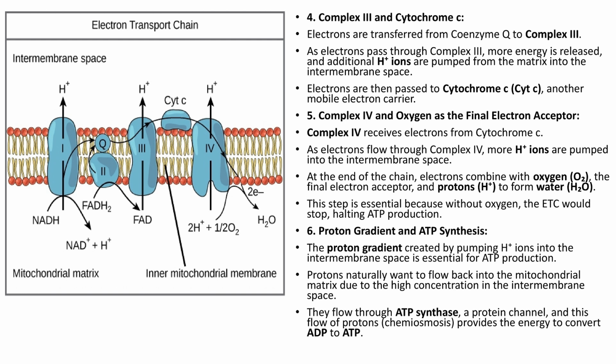Protons will naturally want to flow back into the mitochondrial matrix due to the high concentration in the intermembrane space and low concentration in the mitochondrial matrix. They flow through ATP synthase, which is a protein channel, and this flow of protons is the chemiosmosis that provides energy to convert ADP and inorganic phosphate ion back to ATP.